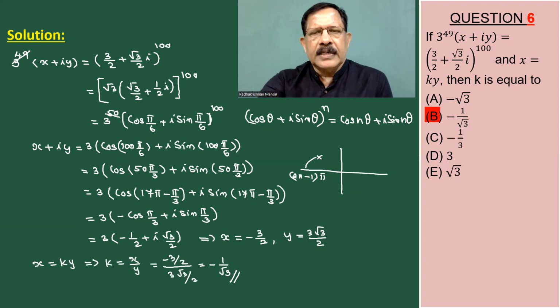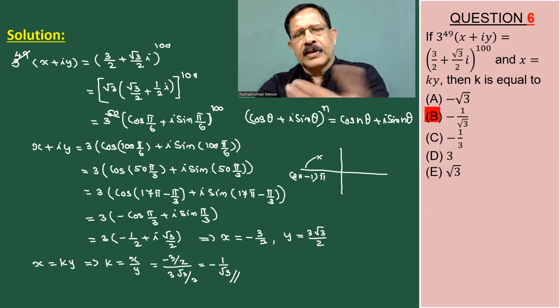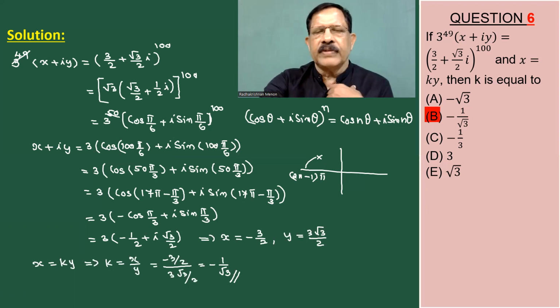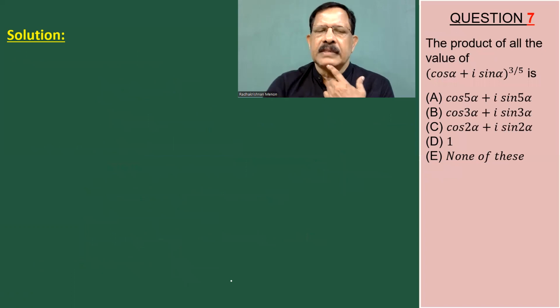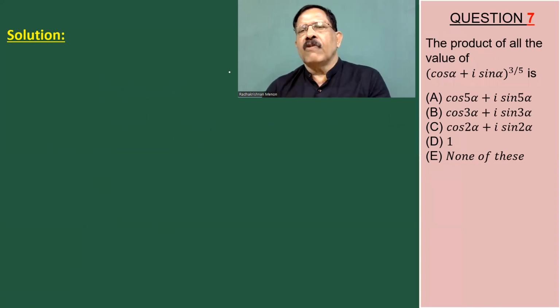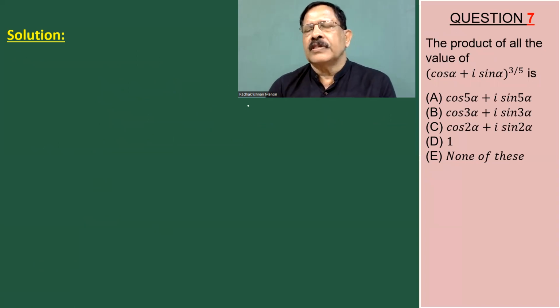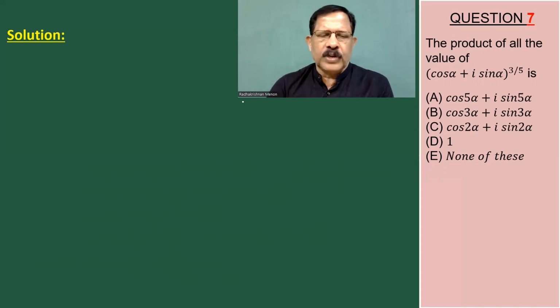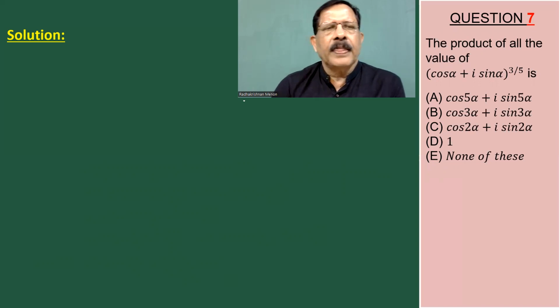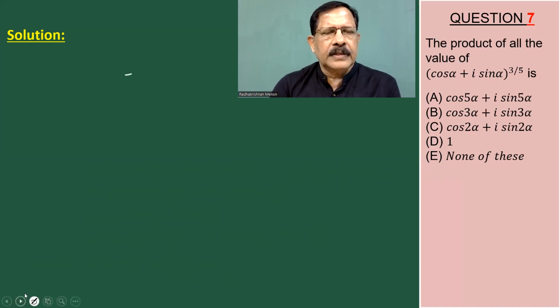So a little lengthy question, but we are using de Moivre's theorem. Not only that, a reduction formula also we are using for simplification. That is question number 6. It's a good question. Now, next question, question number 7. The product of all the values of cos alpha plus I sin alpha raised to 3 by 5. Now let us do this question.